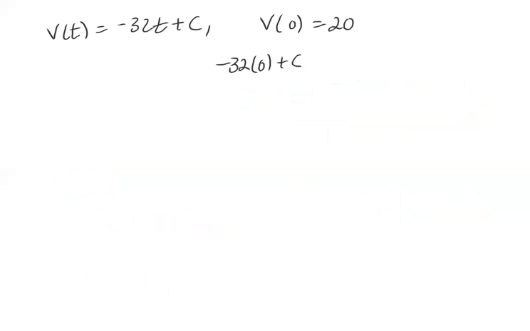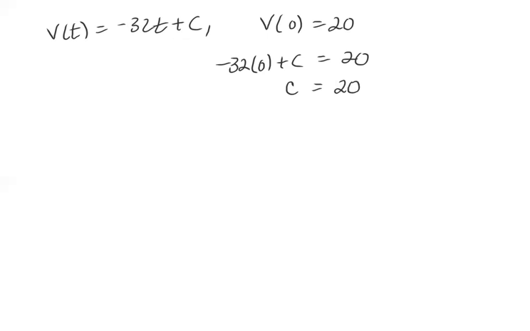V of t is equal to negative 32t plus c. And I'm told that v of 0 is equal to 20. So I'm going to use that. If v of 0 is equal to 20, then negative 32 times 0 plus c is equal to 20. That part on the left is v of 0. I can solve that. Negative 32 times 0 is 0. So c is all that's left on the left-hand side, equal to 20.